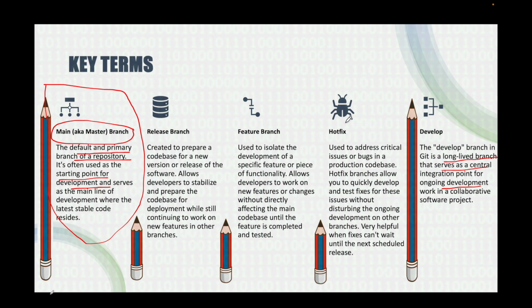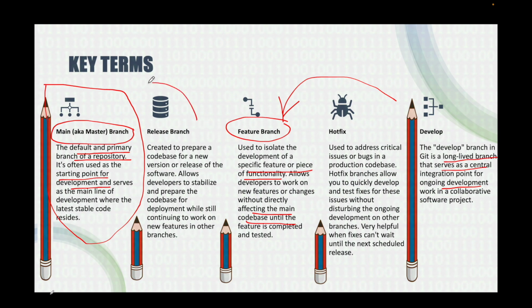Then we go to the feature branch. When we want to develop some specific feature or piece of functionality, we cut a feature branch. And this feature branch is primarily derived from the develop branch, and in the feature branch the developers would be working on the new features or changes, and they would not be directly affecting the main code base. So on the feature branch they will be working. How these branches interact with each other we shall be seeing in detail later. For now, just try to understand that these branches do exist and what is the meaning of these branches.